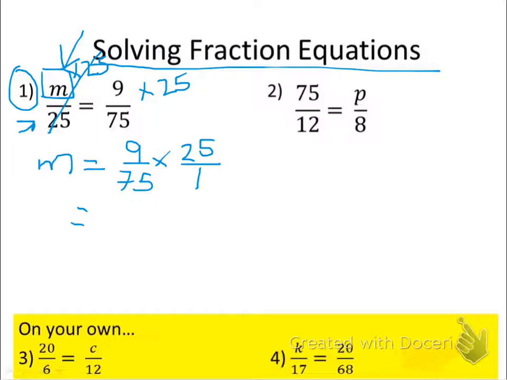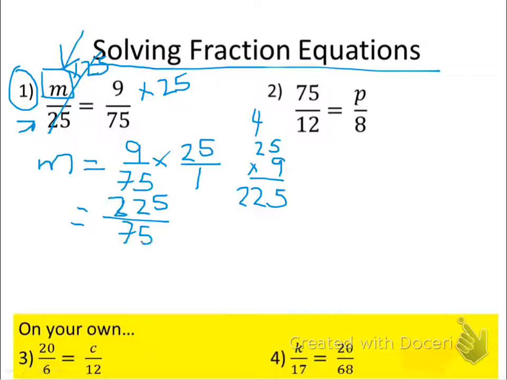We have to find 9 times 25. 9 times 5 is 45. 9 times 2 is 18, plus 4 is 22, so 225. So we have 225 over 75. The next thing we have to do is divide 75 into 225.